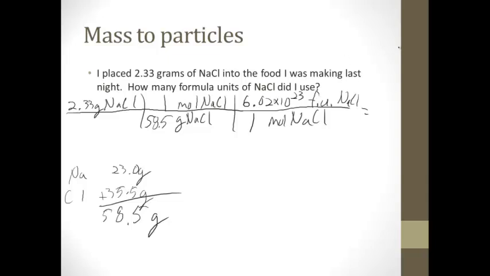Alright, it happens to be the same answer for CP and for honors. Sorry, I ran out of room here, so I'm going to put it here. This is equal to 2 point, sorry, it's going to round to 40. So 2.40 times 10 to the 22nd. Wow, that's a horrible 2. So 2.40 times 10 to the 22nd. And that's going to be formula units.